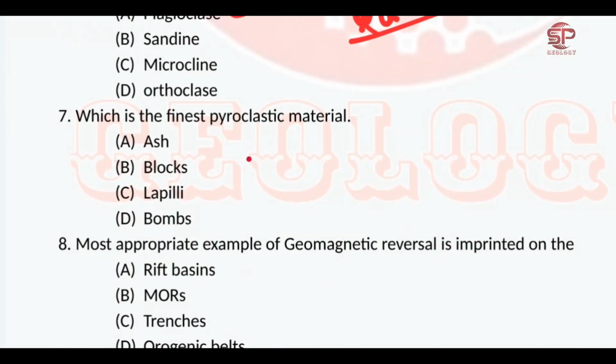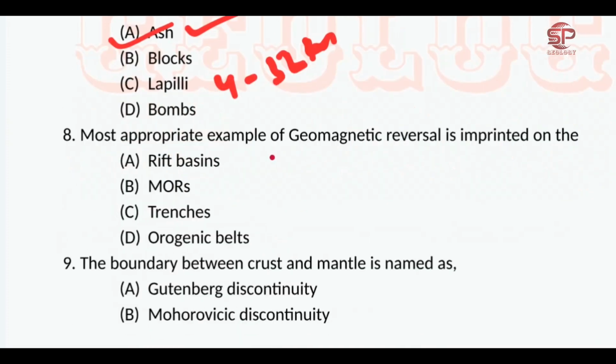This is the finest pyroclastic material. So the finest pyroclastic fragment is ash, which is less than 0.25 mm. Then blocks and bombs are larger, greater than 32 mm, and lapilli are between 4 to 32 mm. So the answer will be ash.